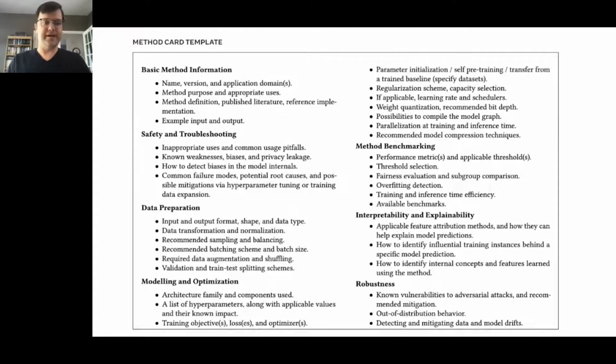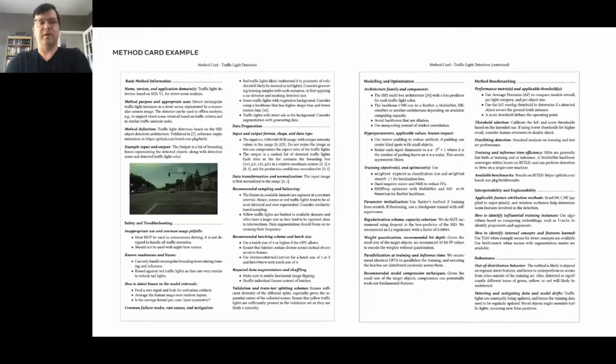So here's a concrete example of what a method card would look like. I'm not going to go into detail of this. You can see it in our paper, but you can see some of the examples here. For instance, input and output format: we expect a 1280 by 840 RGB with integer values. And if you look at modeling, it's going to use an SSD multi-box architecture. It tells you what type of activation functions, what type of optimizer to use, etc.